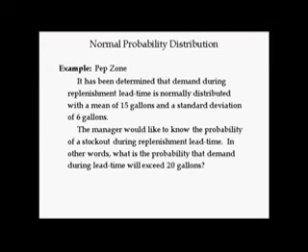It has been determined that demand during the replenishment lead time is normally distributed with a mean of 15 gallons and a standard deviation equal to 6 gallons. The manager would like to know the probability of a stockout during replenishment lead time. In other words, the manager wants to know the probability that demand during lead time will exceed 20 gallons. X is demand during lead time, and the manager wants to know if it exceeds 20 gallons.